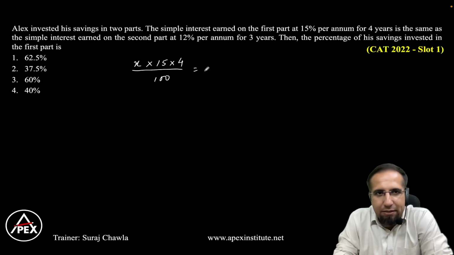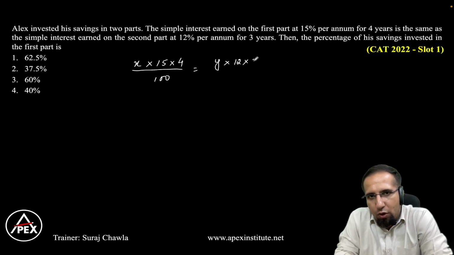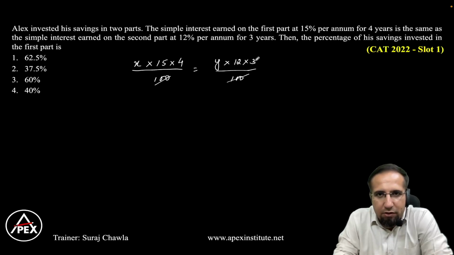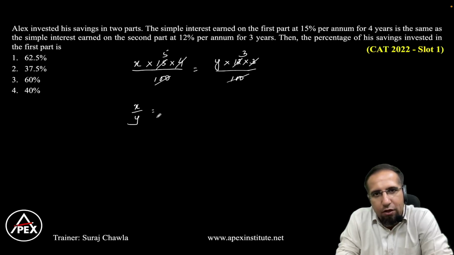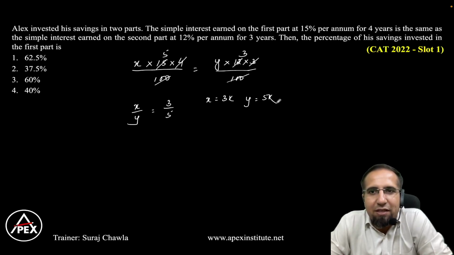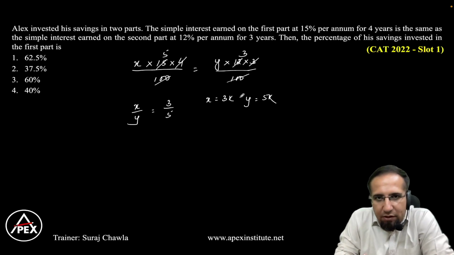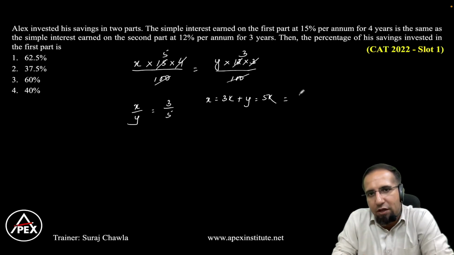This is the same as, I do not know the second principal, let's say that is Y, P into T into R divided by 100. So this 100 and this 100 get cancelled. This is 3 ones are, 3 fives are, this is 4 ones are, this is 4 threes are. So what do I get from here? We get the value of X by Y is equal to 3 is to 5. Or I can take the value of X is equal to 3K and the value of Y is equal to 5K. Now what is the question asking us? The question is asking us the percentage of his savings invested in the second part. So what is his total savings? Total savings is X plus Y, which is equal to 8K.